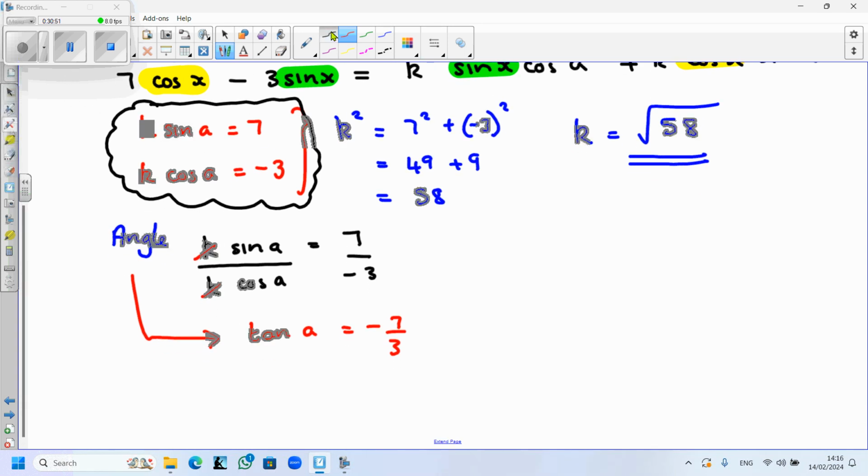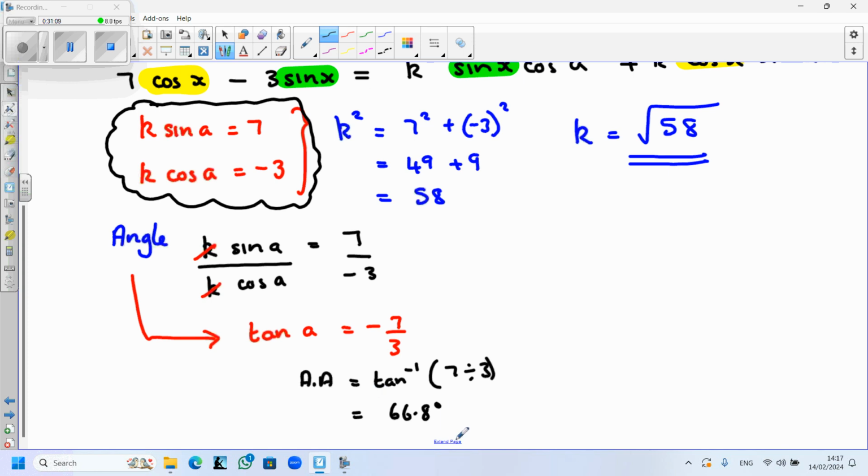So what we've got to do is find A. We've got a trig equation, so we're going to do the acute angle. We'll do tan inverse, drop the negative sign, of 7 divided by 3. And when I do that, I get an angle of 66.8 degrees.